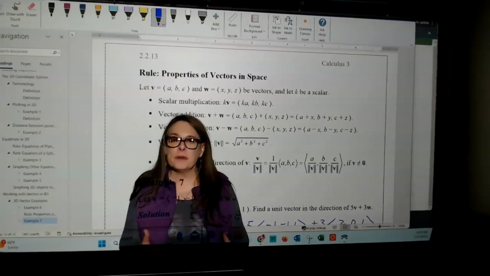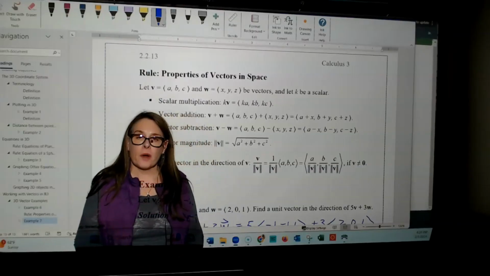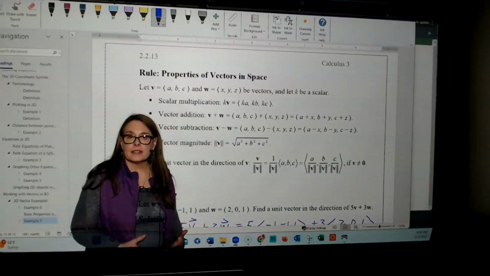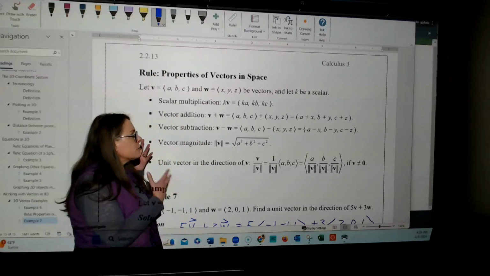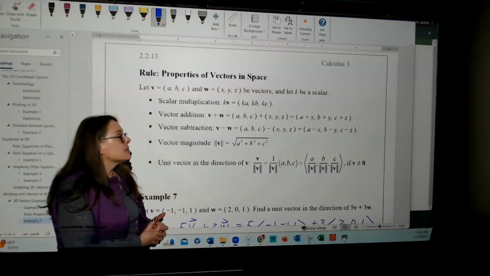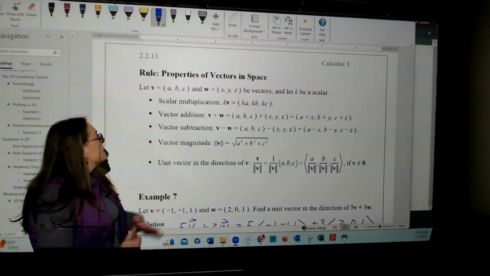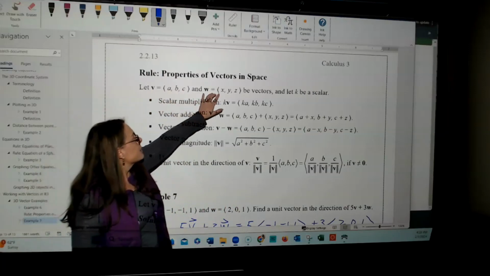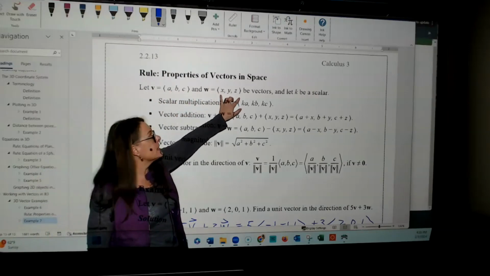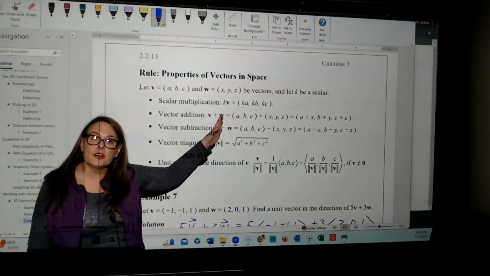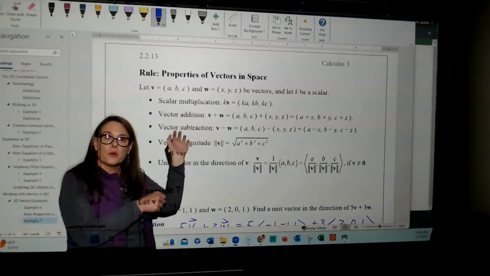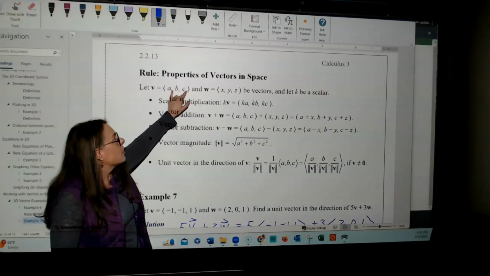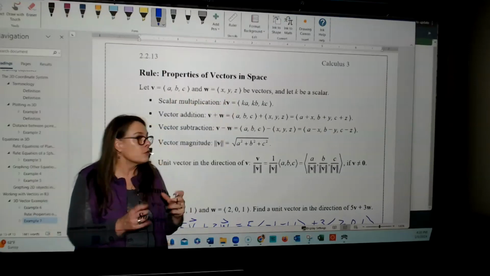We just have a little bit left to cover, which is again the properties of vectors in space. Now we looked at the properties in two-dimensional space, and you'll see that they're really just extensions of those into three-dimensional space. So we let a vector v be given by a, b, c, and a vector w be given by x, y, z. Now this presumes that they're in standard position, so the origin is their initial point, their terminal points are a, b, c, x, y, z, those ordered triples.